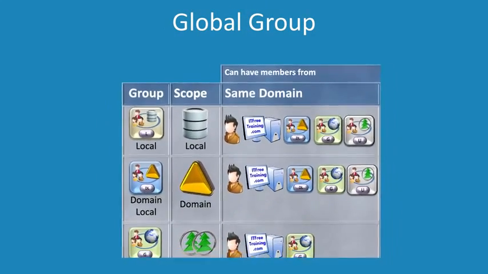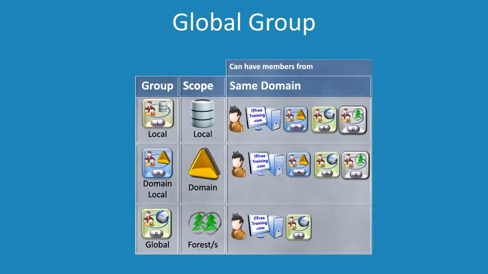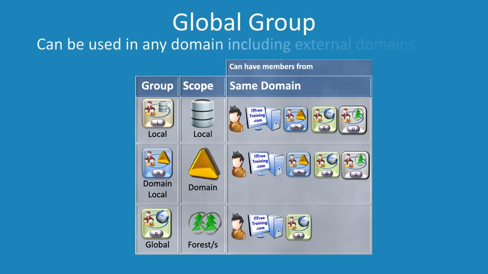The next group is the global group. Out of all the groups, the global group has the smallest amount of membership allowed. Only users, computers, and other global groups can be put into a global group. The advantage of a global group is that you can use it in any domain in the forest, unlike domain local groups.